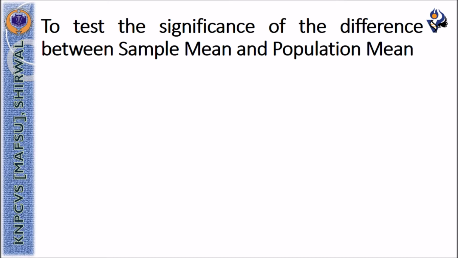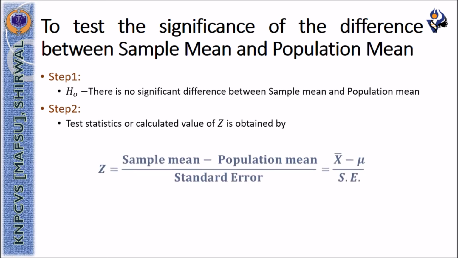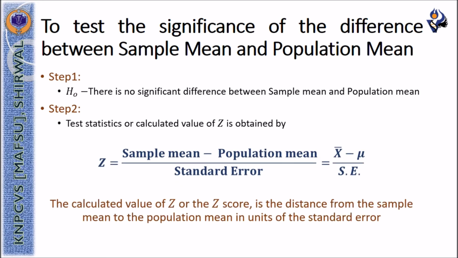The Z-test is conducted to test the significance of difference between the sample mean and the population mean, where the first step is to put forth the null hypothesis that there is no significant difference between the sample mean and the population mean. Second step is to calculate the value of z, which is obtained by the given formula. Z is equal to sample mean minus population mean divided by standard error.